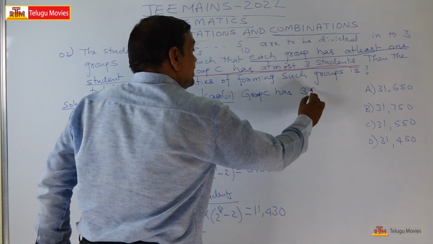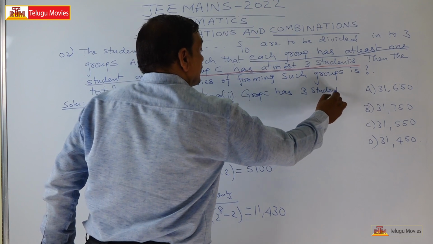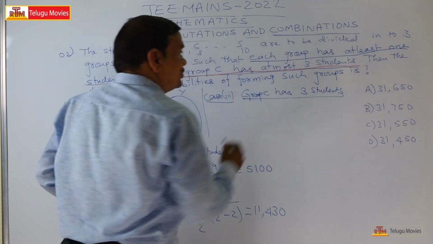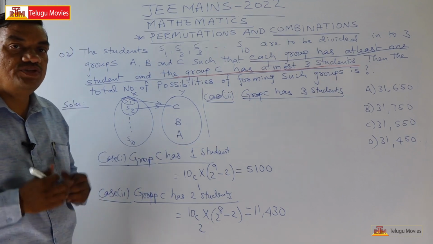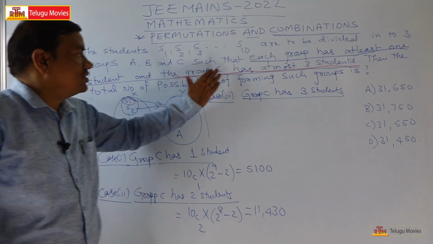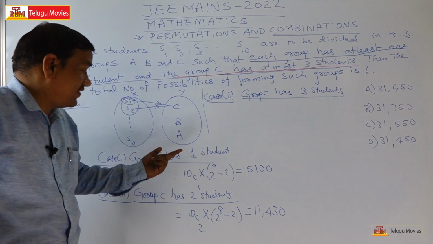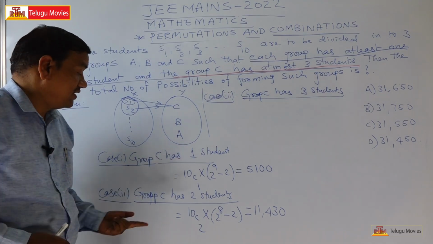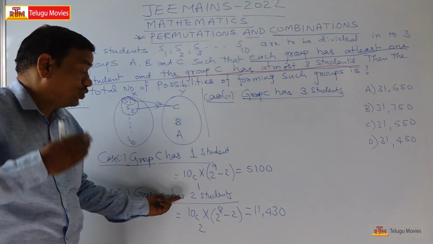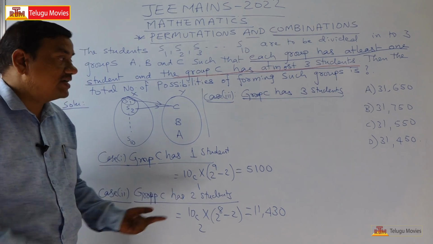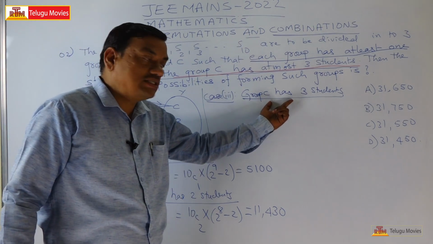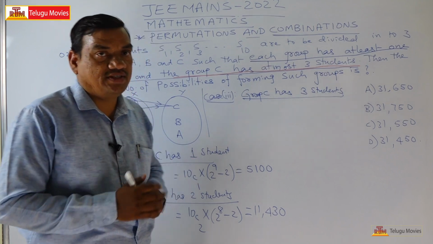Group C has 3 students. That means first we have taken group C has 1 student. Second case we have taken group C has 2 students. In the third and final case, group C has 3 students.